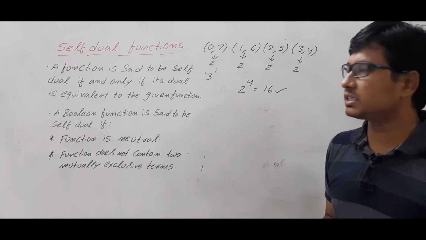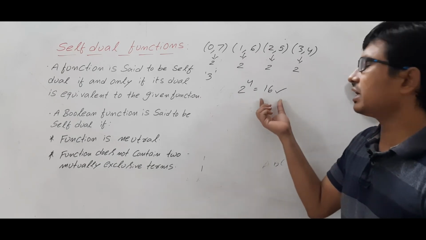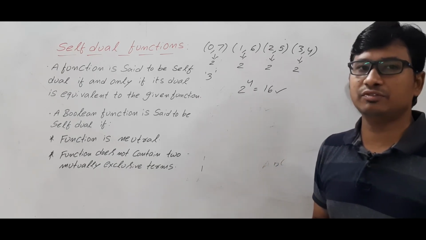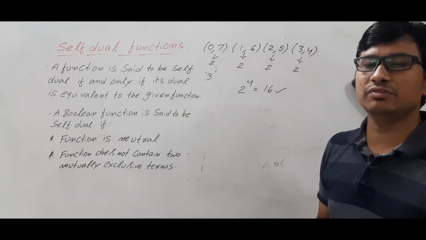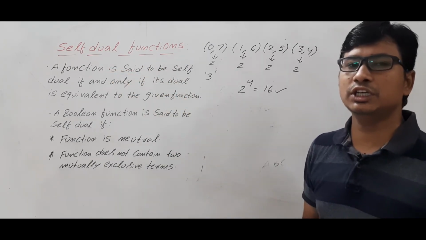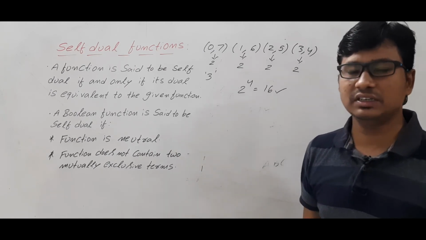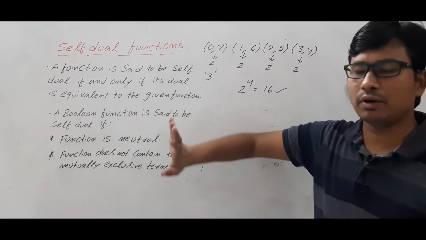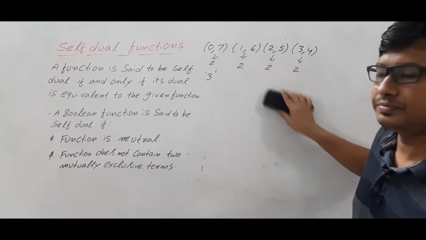Are you able to understand it or not? So if you have 3 Boolean variables, we can find 16 self-dual functions. What is a self-dual function? A given function is said to be self-dual if its dual is equivalent to the given function. Is it clear? I hope you have understood. Now let me write the generalized formula.